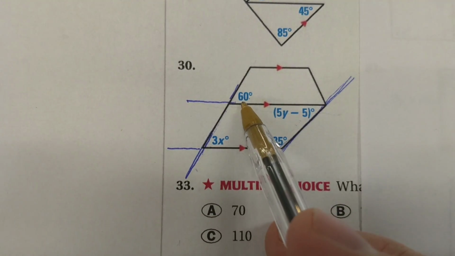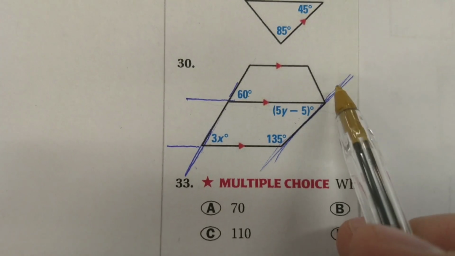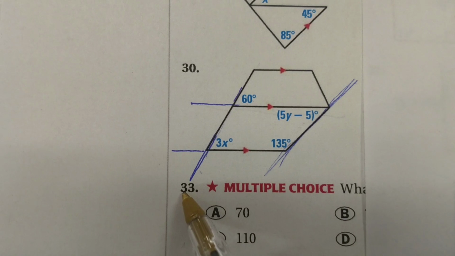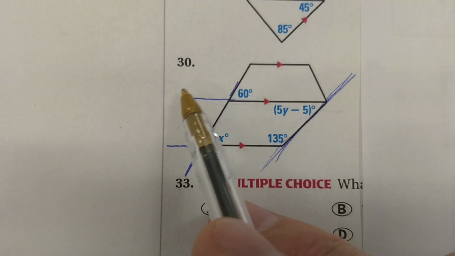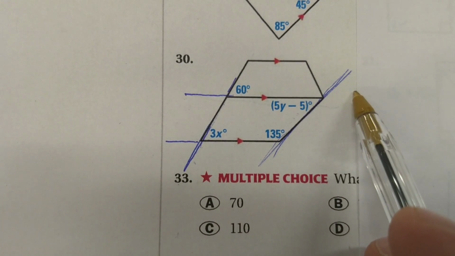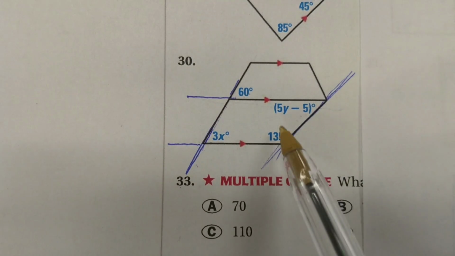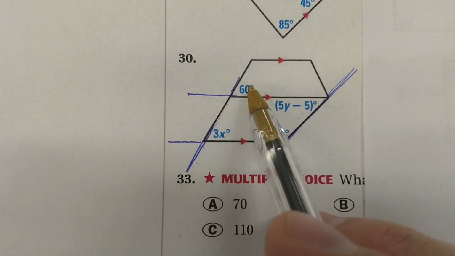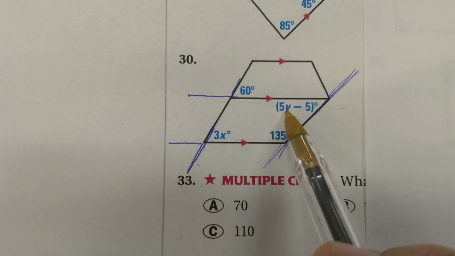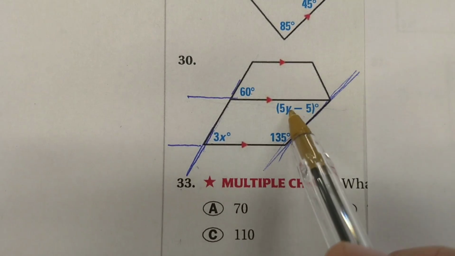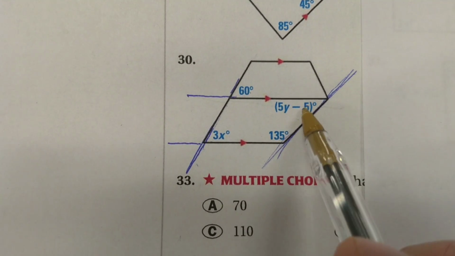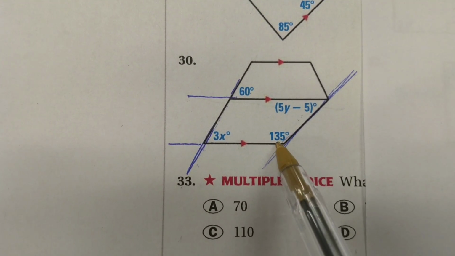The problem with that kind of thinking is that these two lines, this one and this one, are not parallel. So although this is a transversal that cuts through those two lines, because this one and this one are not parallel, we can't say that these alternate interior angles are going to be congruent. So instead, to solve for this 5y minus 5, I can look at it compared to this 135 down here.